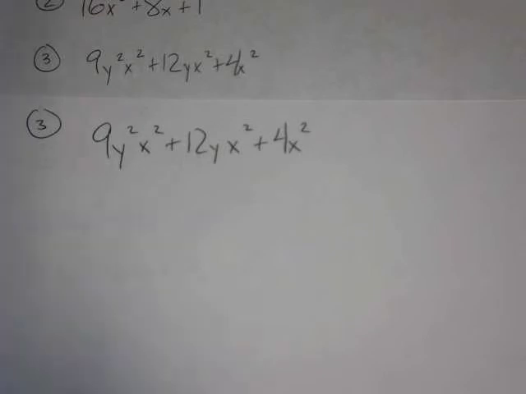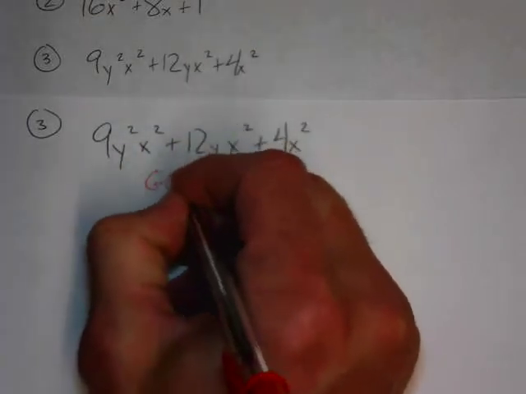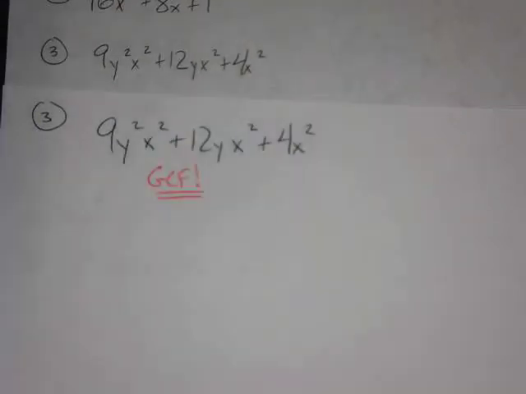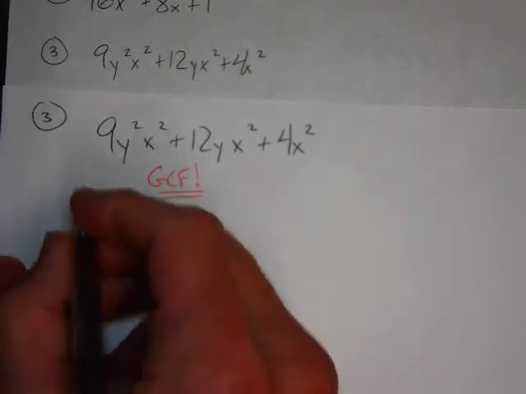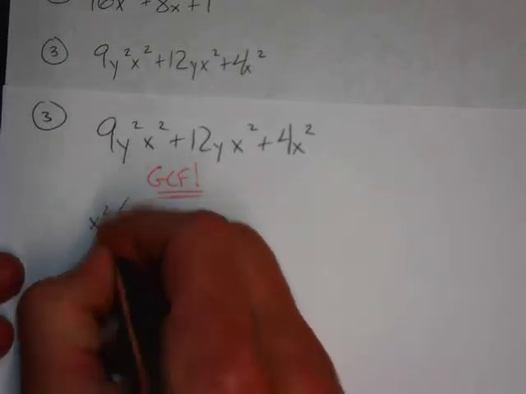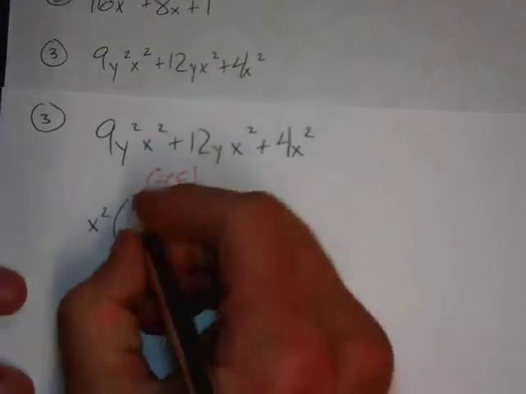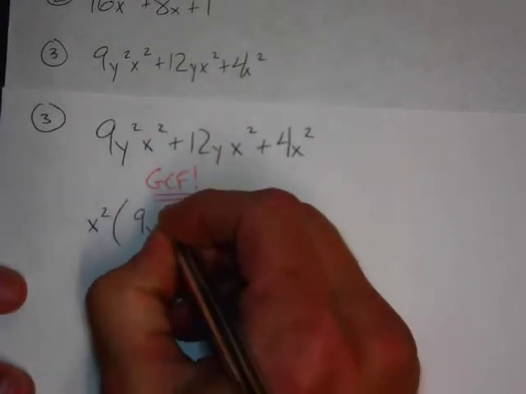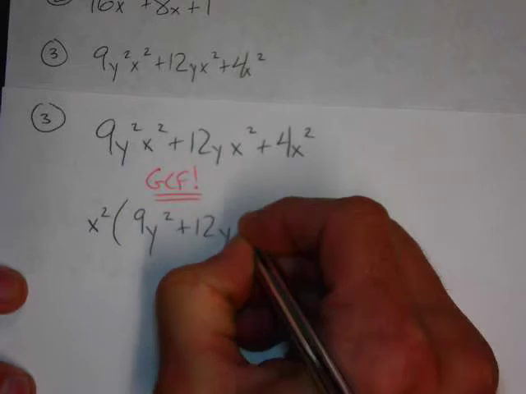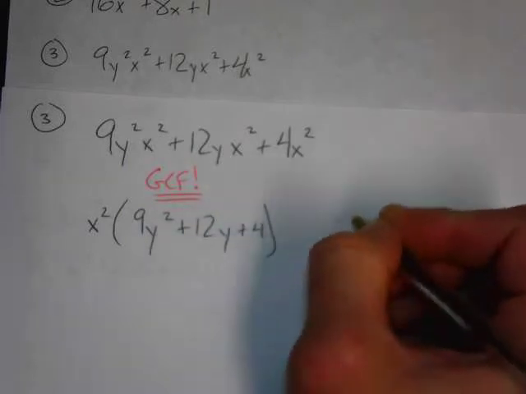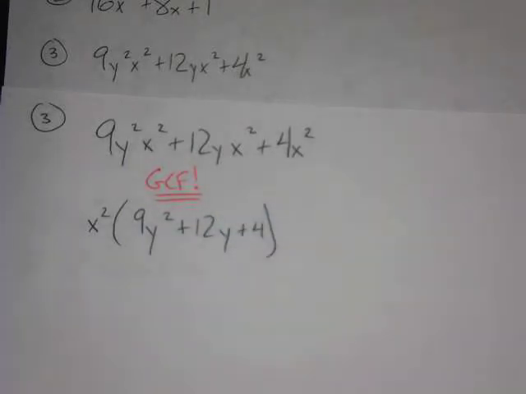Hopefully you see that there is a greatest common factor. Remember, that's still the same. Greatest common factor first. And do you see that there is a greatest common factor? Do you see that it is x to the second power? And so when we have x to the second power as our greatest common factor, and we factor out x squared, we're left with a trinomial that fits a certain pattern. Okay, so we can be left with this.